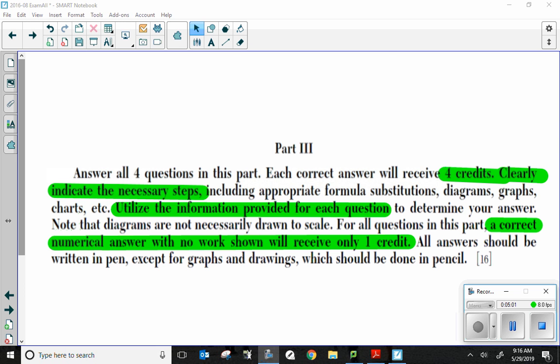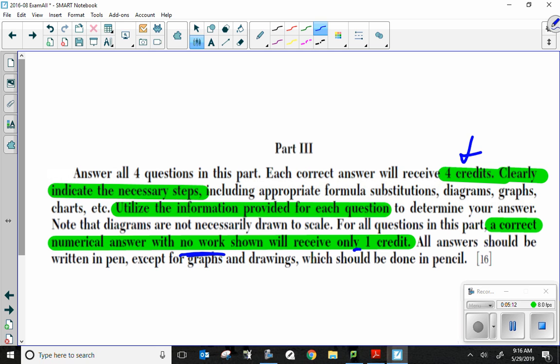We are on to part 3, where they are getting 4 points each. Clearly state all necessary steps, utilize information provided. A correct answer with no work gets 1 credit. Again, out of 4, if you do something where you use the calculator to get the answer, at least write that down to get your 1 out of 4 points. Leave it blank, get 0 out of 4.